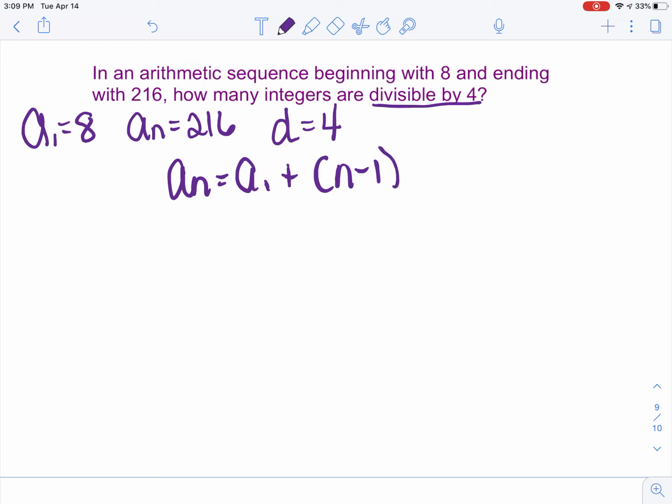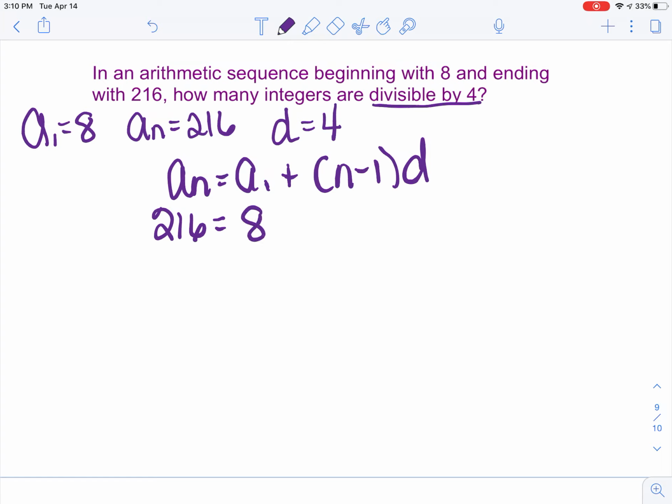So again, a sub n equals a sub 1 plus n minus 1 times d. It says how many terms or how many integers. If you do this problem and you get a decimal, you did something wrong. You need to go back and correct it because I want to know how many integers. I can't say, well, 2.5 integers. No, it has to be whole numbers.